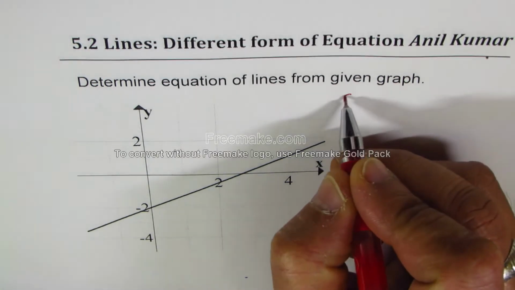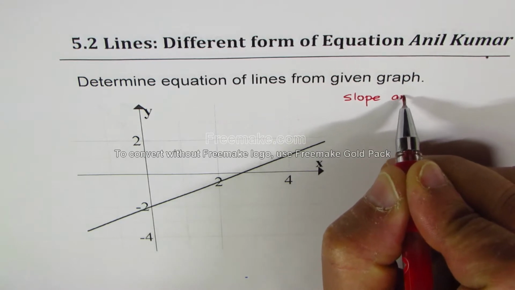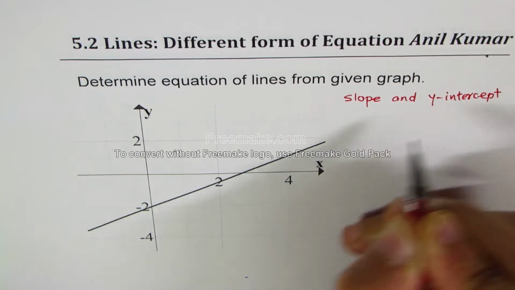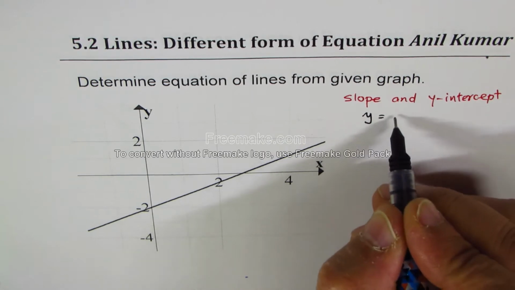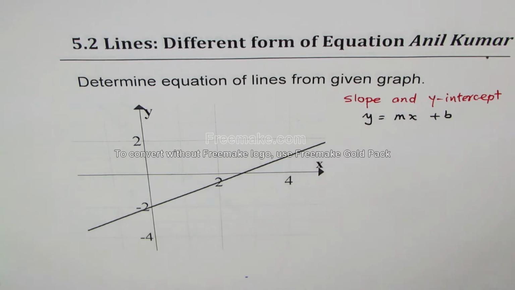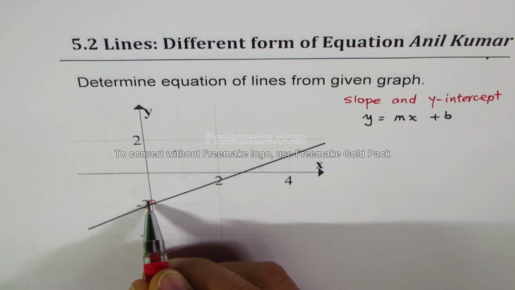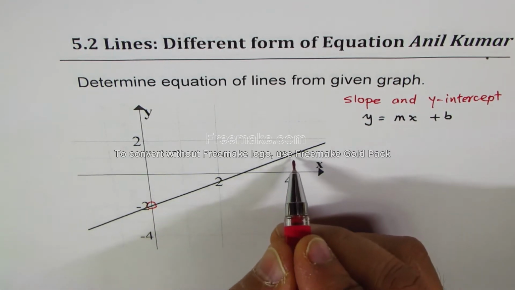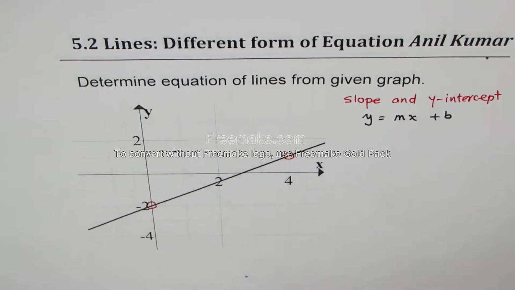So let's write down the slope-intercept form first. Slope and y-intercept, which is of the form y equals mx plus b, where m is the slope and b is the y-intercept. So if you see this graph, you'll find that the y-intercept is at -2. And to find the slope, we have to identify two good points. So there seems to be a good point at (4, 1).